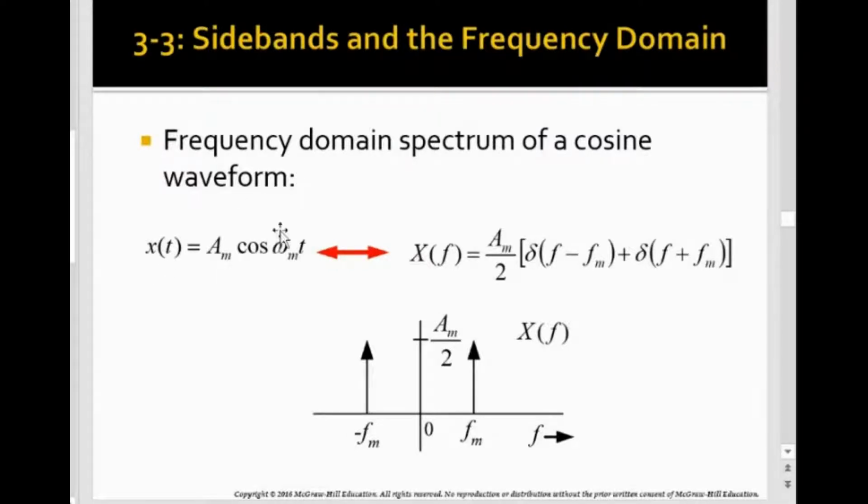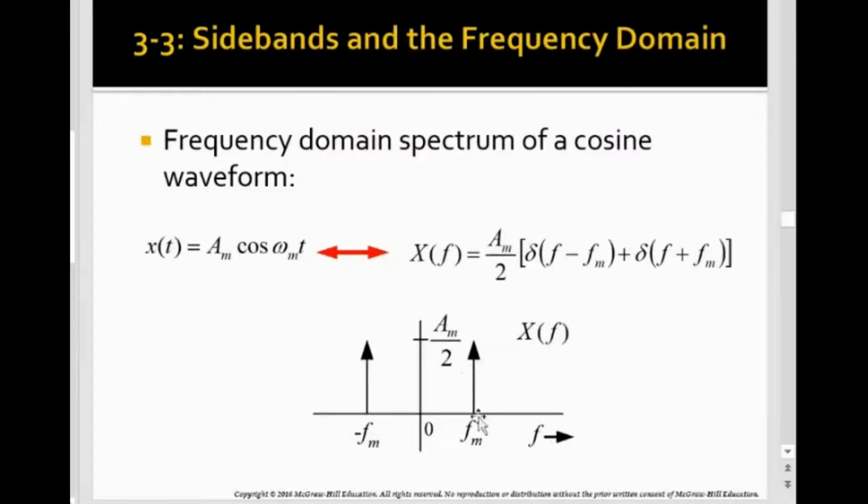If I convert this to frequency domain by applying Fourier transform, the x(t) becomes X(f). So now we are talking about the frequency domain. Then my amplitude Am becomes half, Am over 2, and cosine omega t becomes 2 delta f. If I plot this frequency spectrum, you can see in this figure, the x-axis is frequency and the y-axis shows the amplitude of the frequency spectrum, which is here Am over 2.